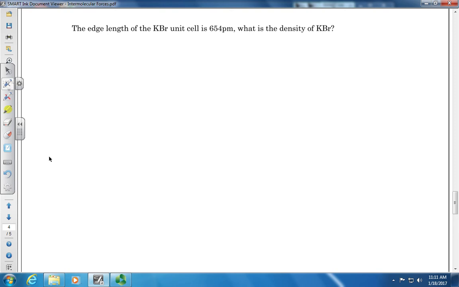So mass for this one would be 4 times the mass of the bromine, and then 4 times the mass of potassium. So we're just going to say mass is equal to 4 times 39.10 atomic mass units plus 79.90 atomic mass units. And that's going to give us 476 AMU.